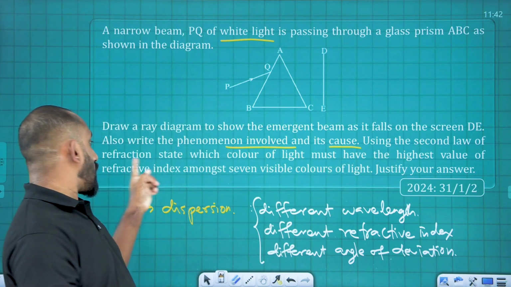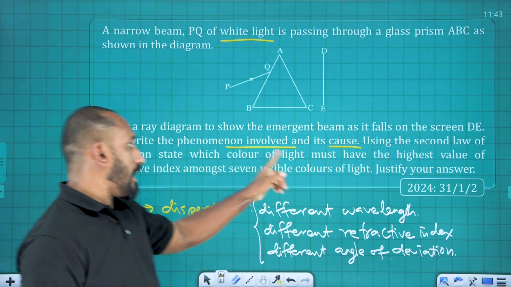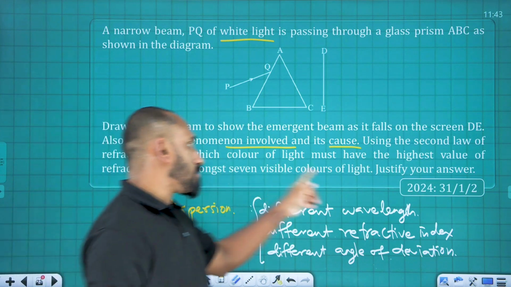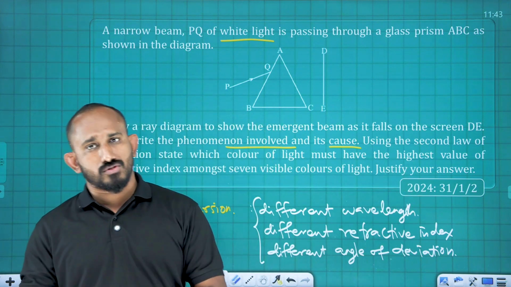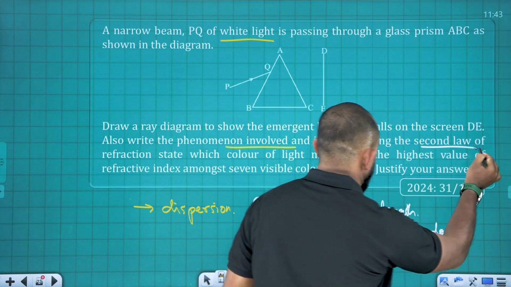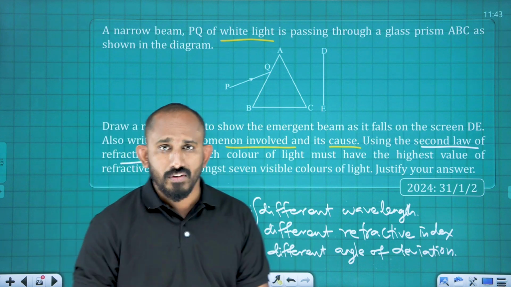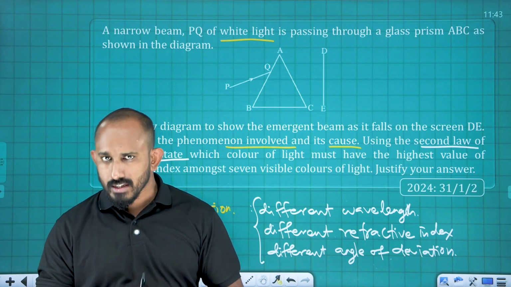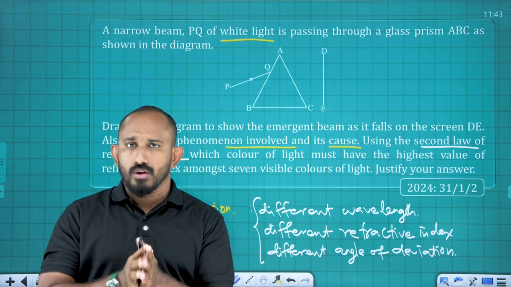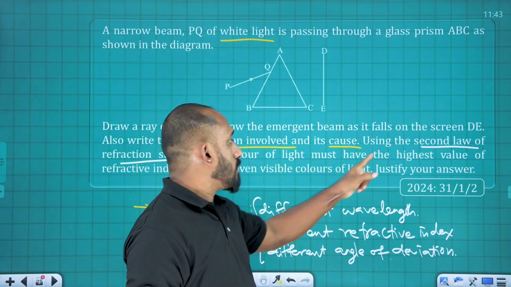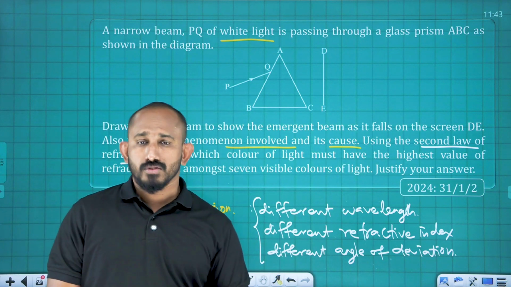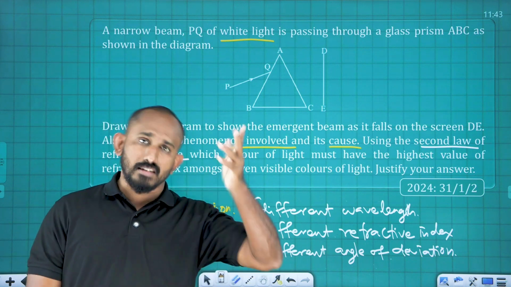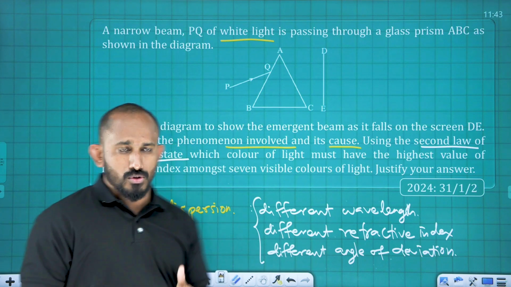Using the second law of refraction, state which color of light must have the highest value of refractive index among the 7 visible colors of light. Justify your answer. So, what is the second law of refraction? Sin i by sin r is equal to n2 by n1. You know that equation, Snell's law of refraction. Using that law, you have to show which color of light has the highest refractive index. Highest value means if the wavelength is lesser, the refractive index is greater. So that equation you have to note down. Let's see how to do it.